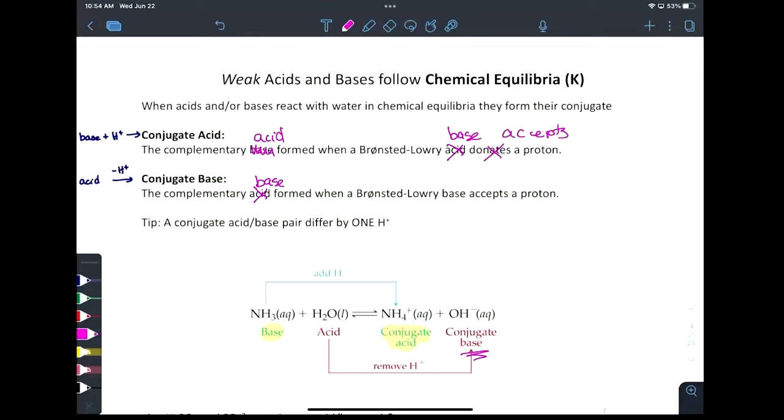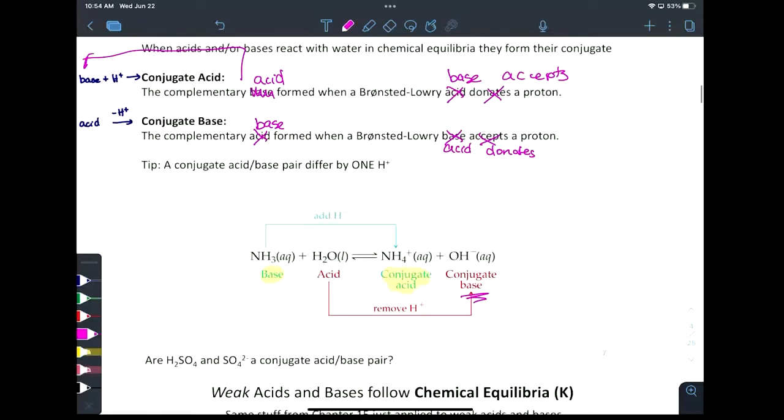When a Bronsted-Lowry acid donates a proton. Oh wait, yes, donates a proton or loses a proton. All right, so basically these definitions are correct right here. Base plus acid, you make a conjugate acid on your product side. Acid, it donates its proton, you make a conjugate base on the product side. So conjugate acid-base pairs always differ by one hydrogen, or one proton. You're either gaining or losing just one hydrogen.